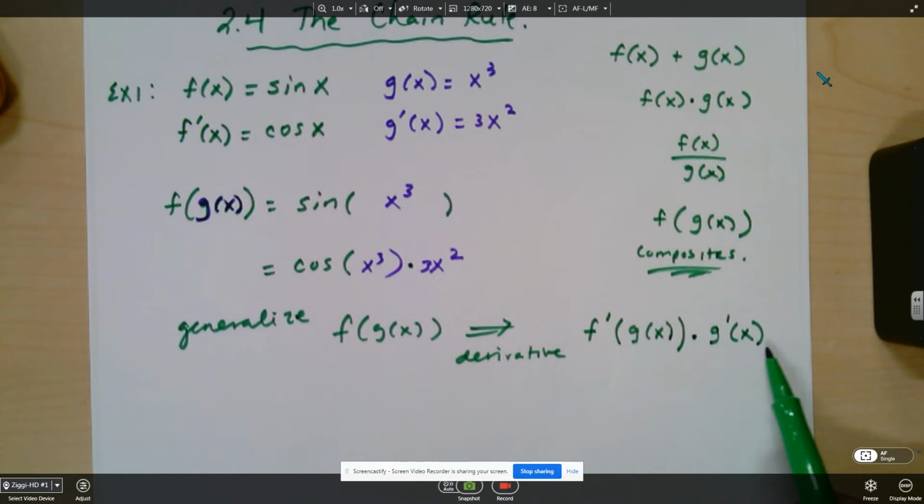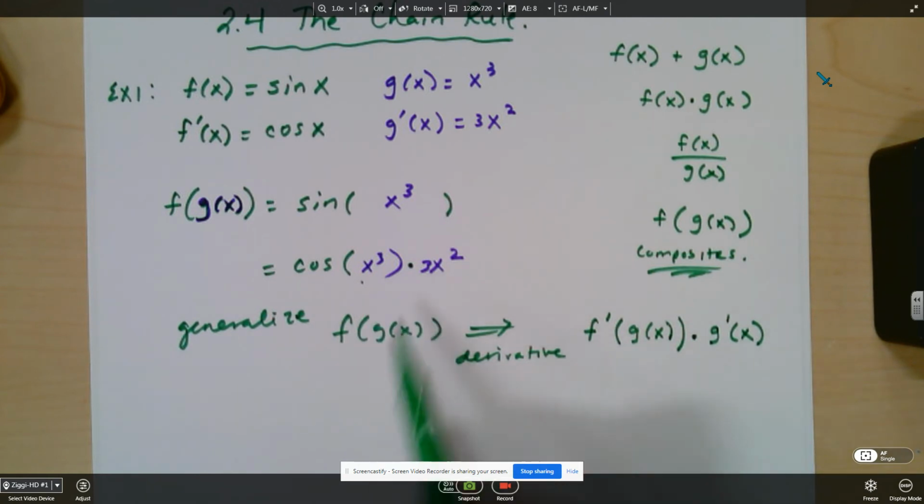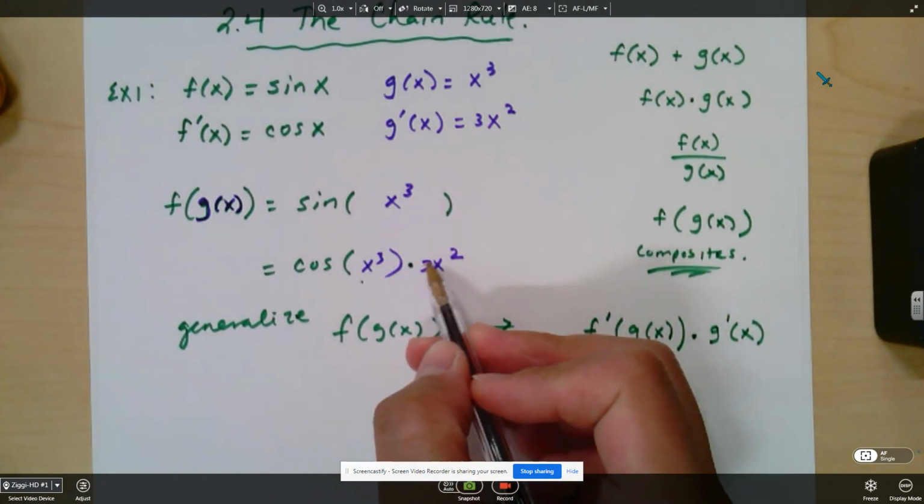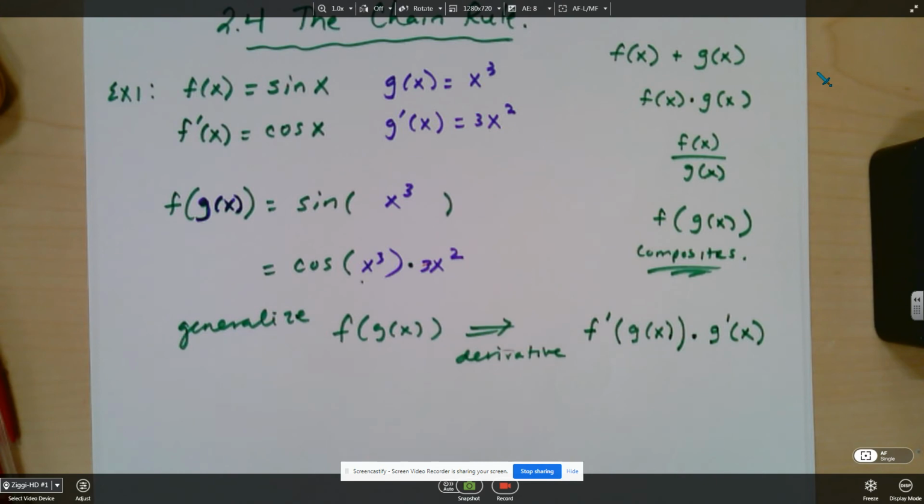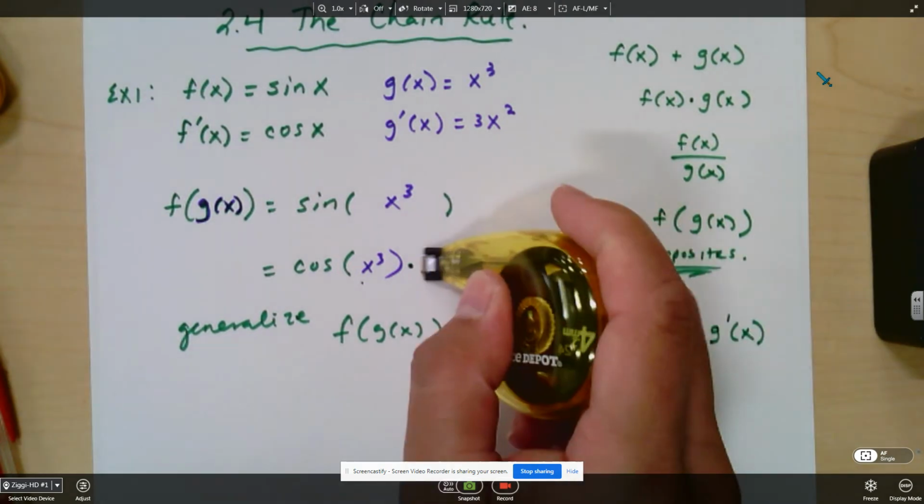Like that? Because it was actually the derivative of g of x is 3x squared. Oh, this is still a 3. Sorry. Yeah, okay. My 3 looks like a 2, right? I'll fix that.